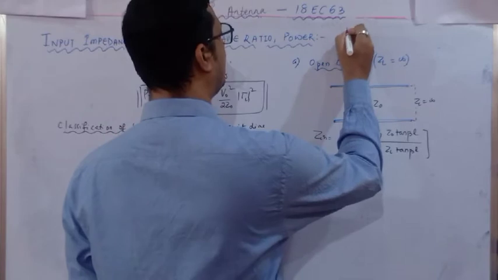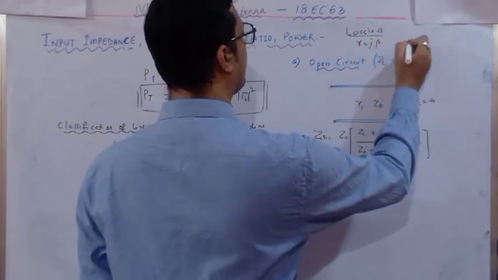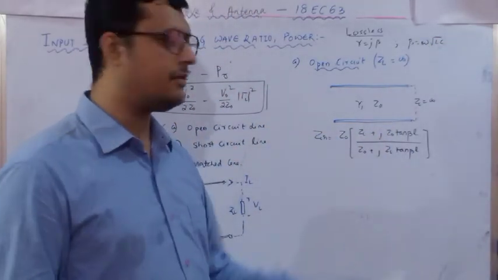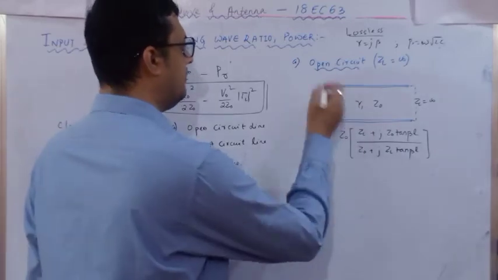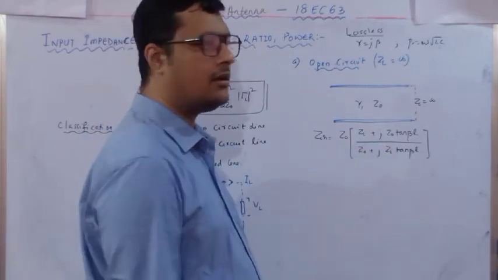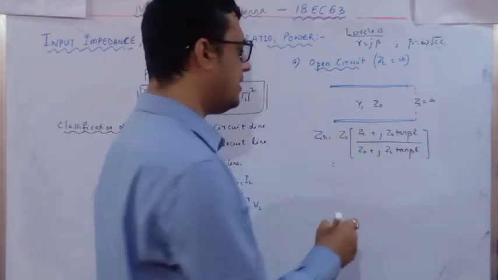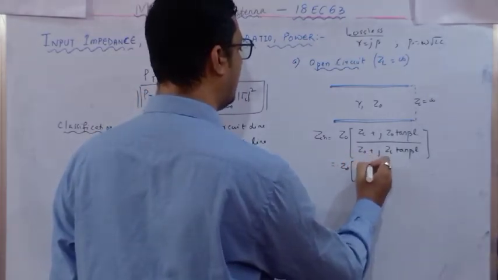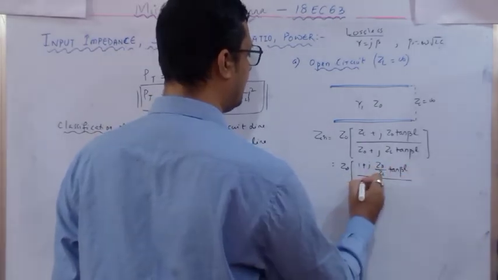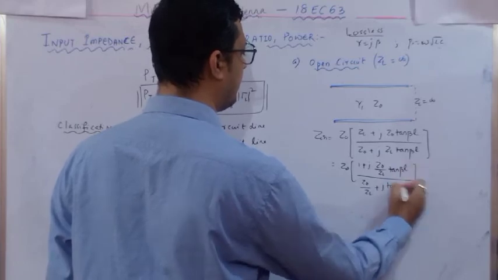For lossless, what are the conditions? Gamma is equal to jβ, and β is equal to ω root LC. So I have substituted, and tanh γL becomes j tan βL. Now, as per the consideration, load impedance is infinite, so we take ZL outside from the numerator and denominator, and it will be cancelled out. The numerator is Z0 times (1 plus jZ0 by ZL tan βL) and the denominator is Z0 divided by ZL plus j tan βL.